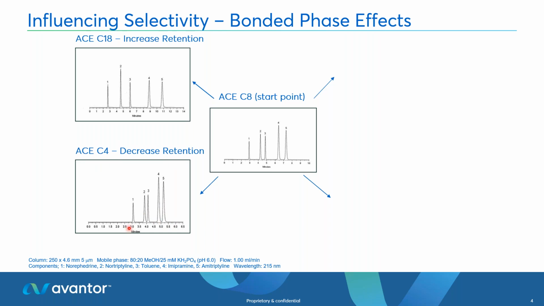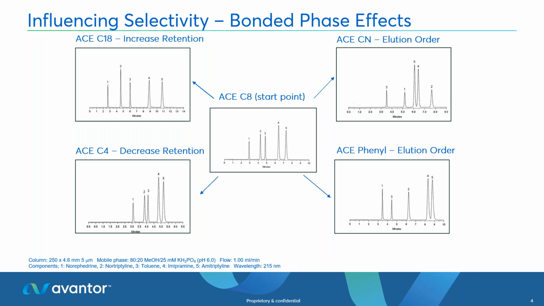Now I've got elution order exactly the same, 1 through 5, but the retention times are different. They're shorter. There's less hydrophobic retention. But I'm not really changing selectivity. I'm not really influencing selectivity. If you want to start moving your peaks around, you need to look at additional stationary phases.